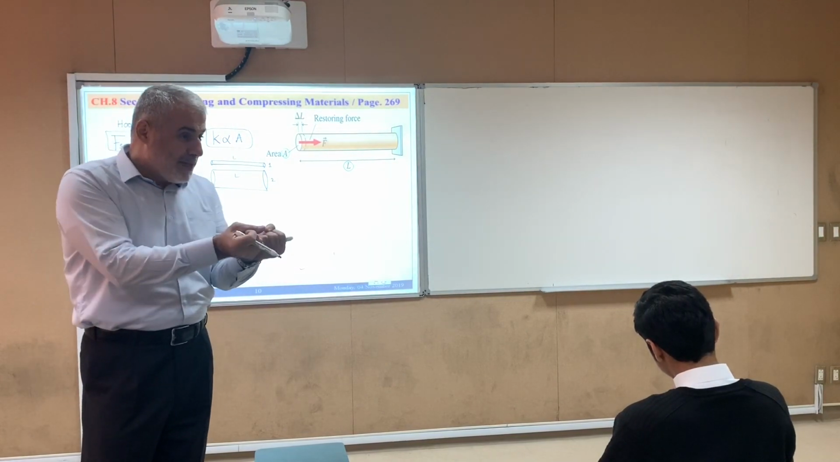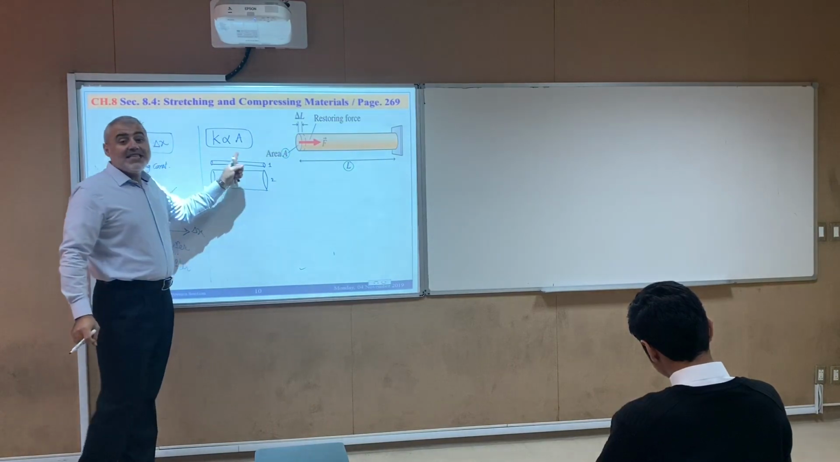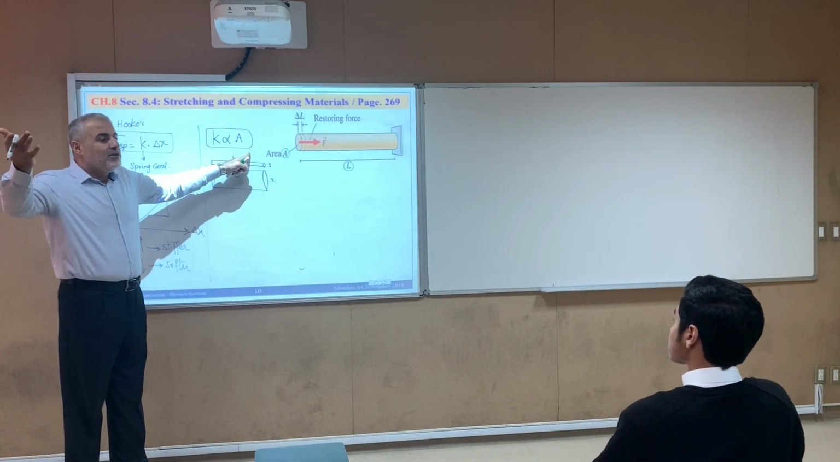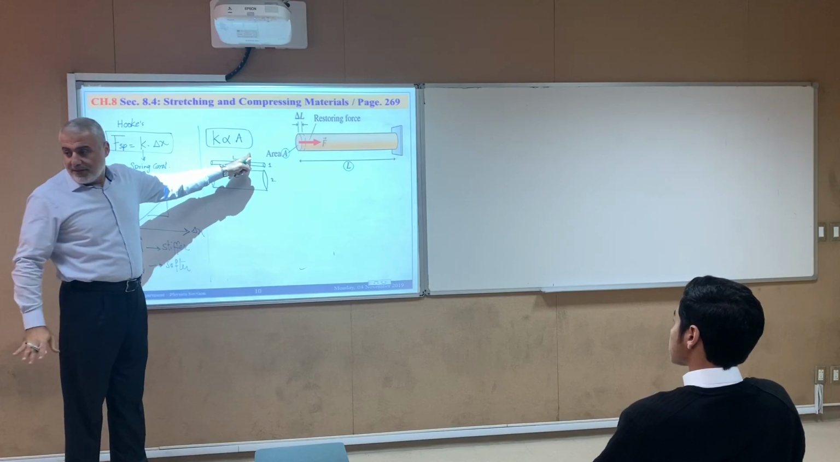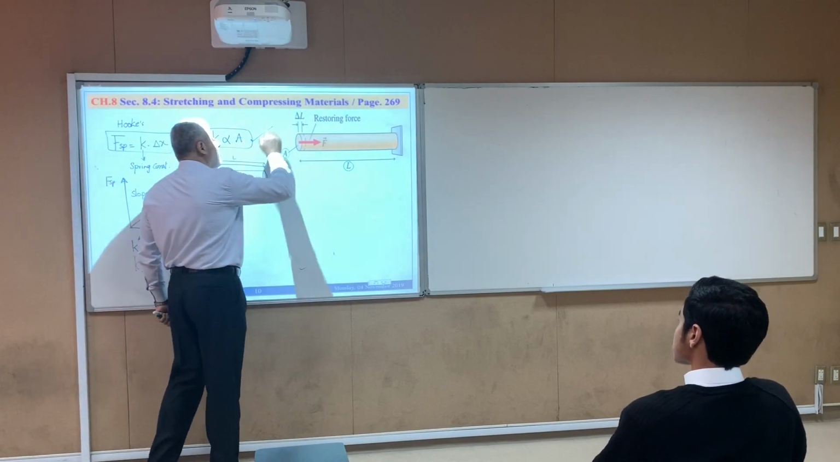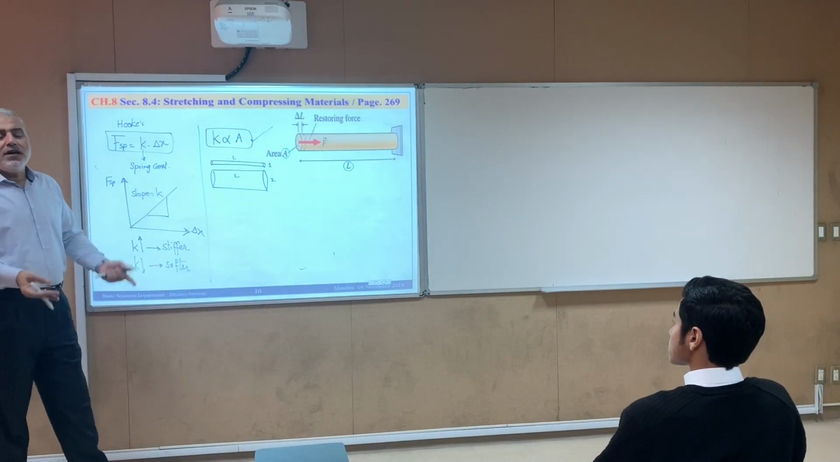You can easily bend it. So can I say that K is directly proportional to A? More A, more stiff. And vice versa. Do we agree about this? All of us? It's something logical, but we talk science now.